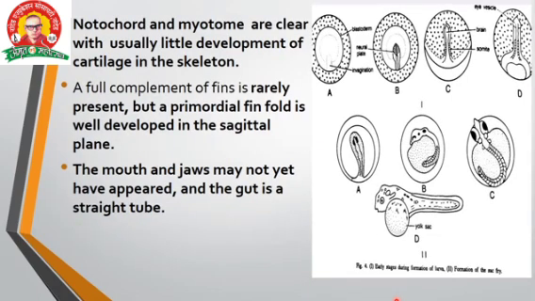Then the notochord and myotomes are clear, with usually little development of cartilage in the skeleton. A full complement of fins is rarely present, but a primordial fin fold is well developed. In the sagittal plane, the mouth and jaw may not yet have appeared, and the gut is a straight tube.